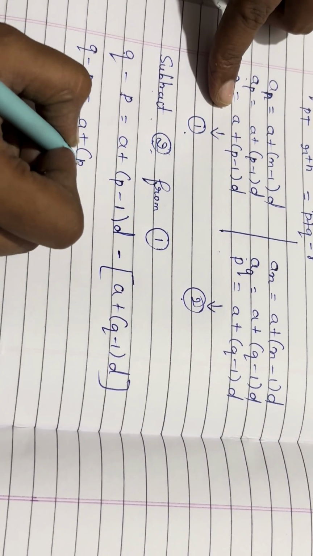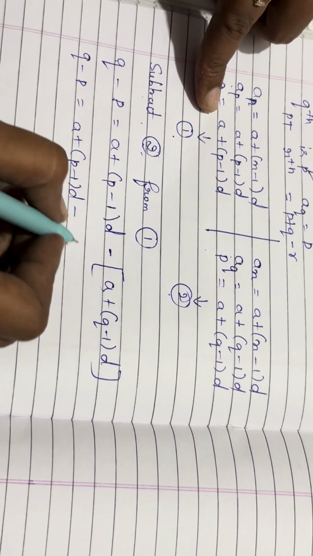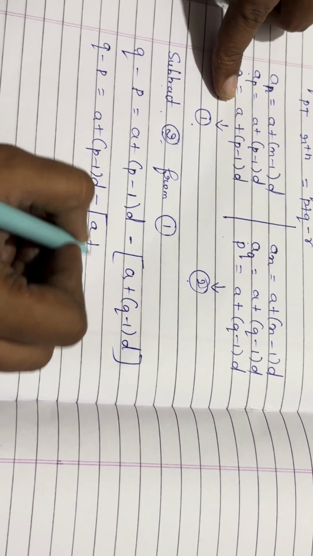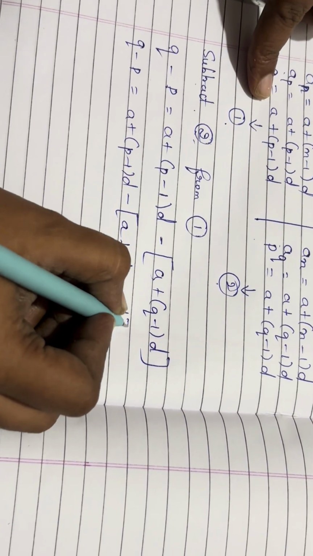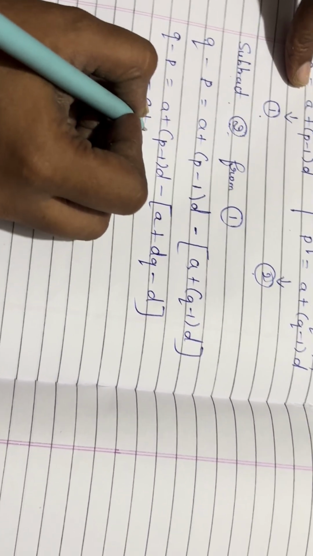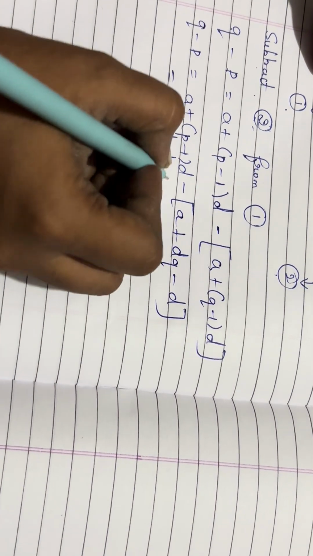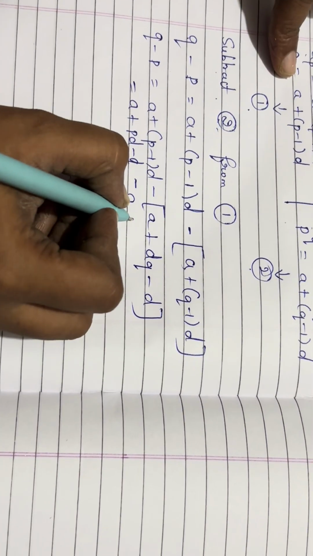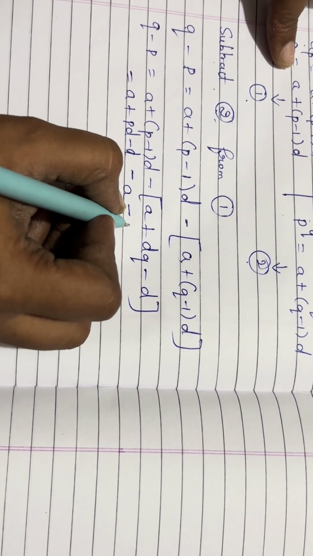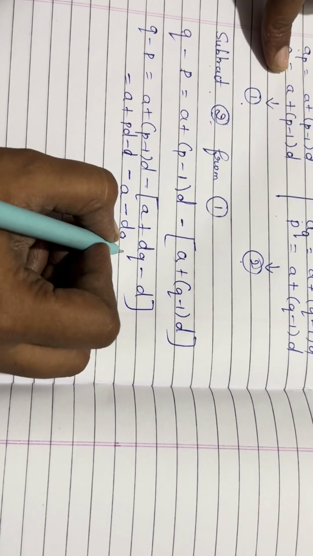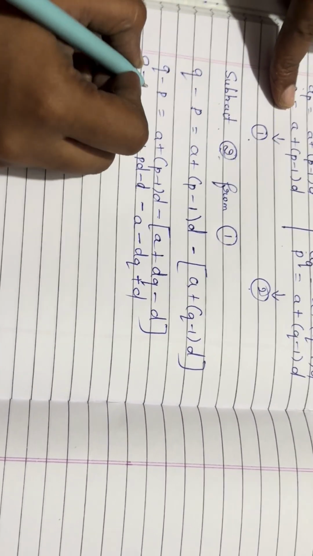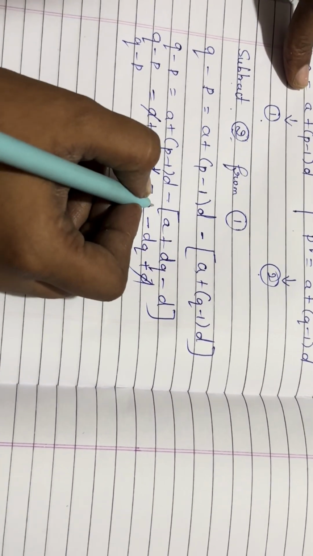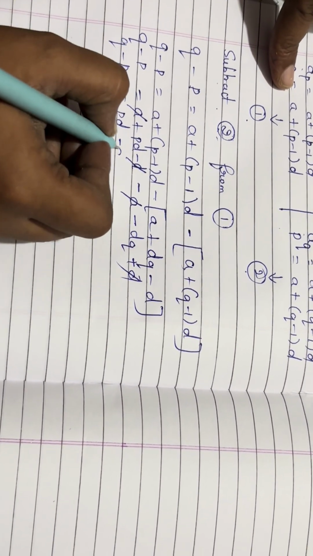A plus P minus 1 into D, multiply. So first multiply D with Q minus 1: DQ minus D. So here also A plus PD minus D. Minus, multiply minus: minus into plus is minus A, minus into plus is minus DQ, minus into minus is plus D. Q minus P, right, as it is. Q minus P. Now cancel plus D minus D, plus A minus A. Now PD minus QD.